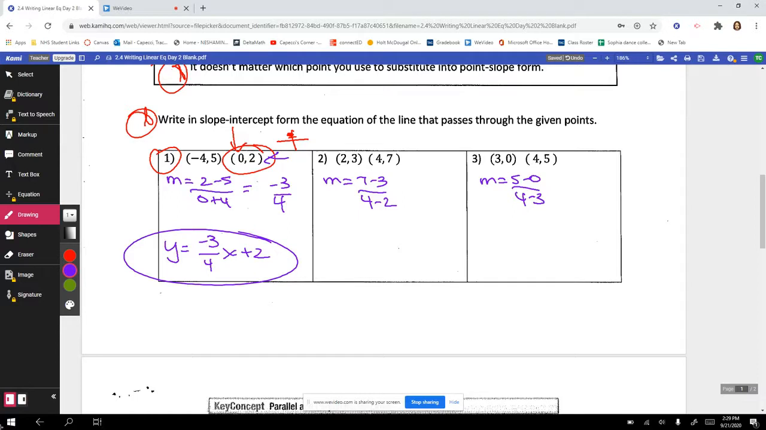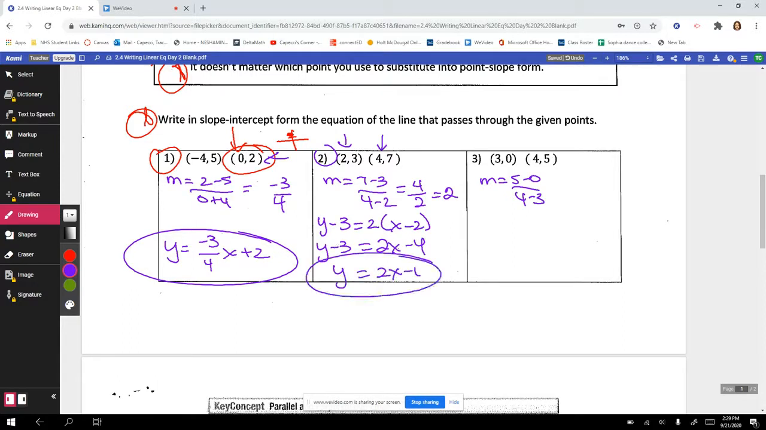Let's look at my next one, number 2. Now, neither of these are my y-intercept, so I know I'm going to have to do point-slope. First thing I'll do is start with my slope, which is 2. Now, again, it doesn't matter which point I use in point-slope form, so I'll use the first one. So I have y minus 3 equals 2 times the quantity of x minus 2. So I have y minus 3 equals 2x minus 4. So y equals 2x minus 1. That's slope-intercept form. Again, that point-slope form is just a working equation. It lets me get where I want to go.